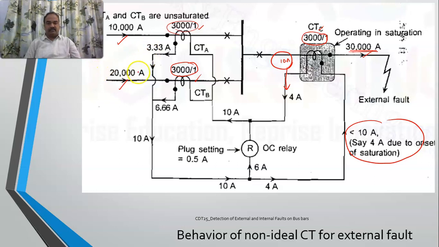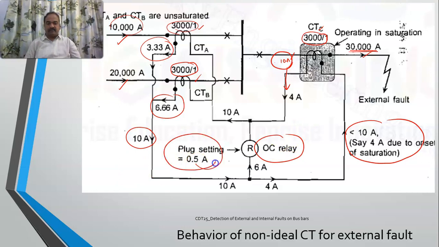Whereas on the primary side, these are not saturated. So 10,000 amperes and 20,000 amperes with a 3000 by 1 transformation ratio are carrying 3.33 and 6.66 amperes. Combined, this is 10 amperes. Ideally, it must carry 10 amperes, so there is no difference between these two, and your overcurrent relay will not operate here. It has a plug setting value of 0.5 amperes, so it won't operate. But since it is saturated, instead of 10 amperes, it is carrying only 4 amperes.